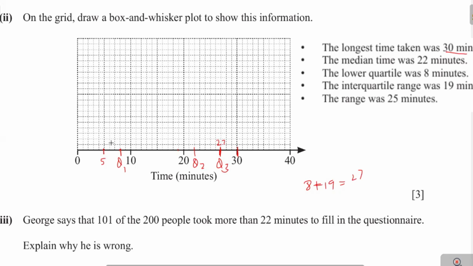And we will make a box from Q1 to Q3. This is the box and whisker plot.